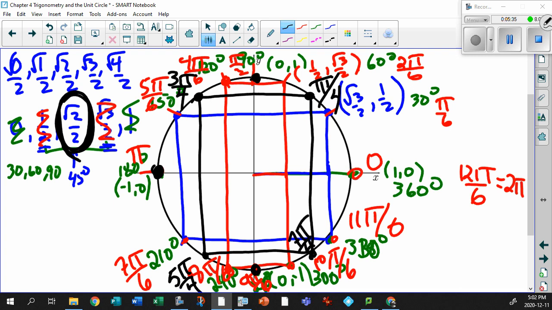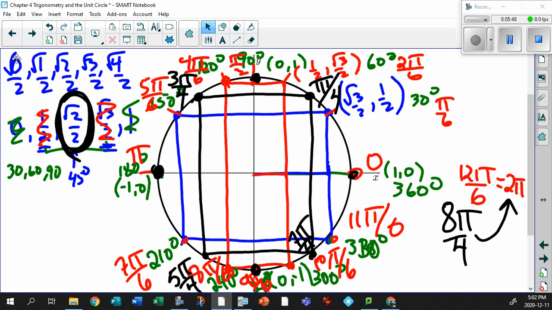Wow, look at that. Finally, 8 pi over 4, and you know that 8 pi over 4 is just plain old 2 pi. That's how you generate the unit circle. That's how you do it in a real quick 5-minute bang, it's done.